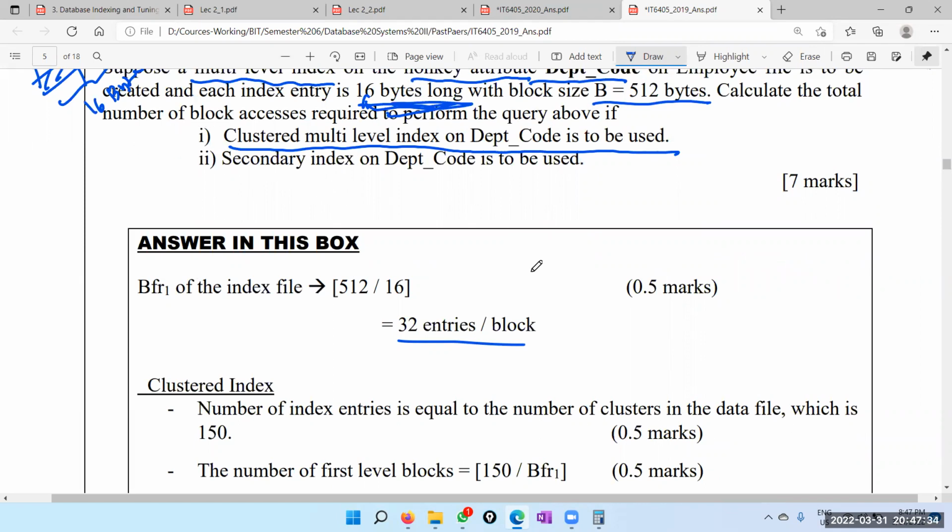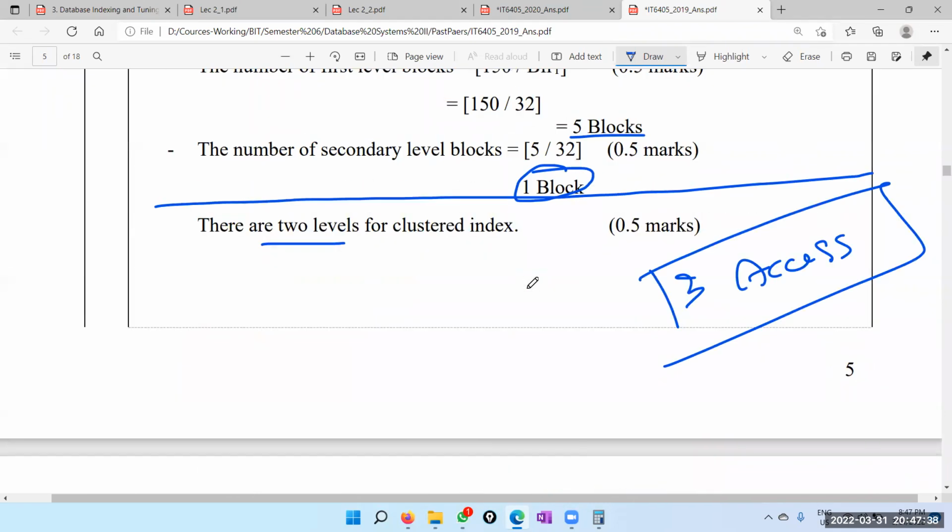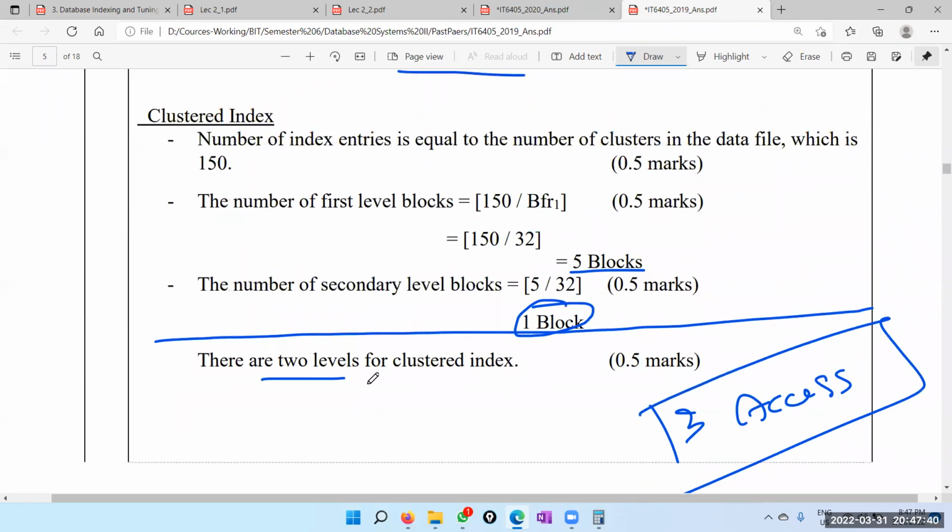Number of block accesses required. So my answer is you need 3 block accesses: first level, second level, and the pointer is there now, you go and access your data file. Examiner has not mentioned how many block accesses are needed, but he has just found the 2 levels and stopped. Right, that is for the clustering index.